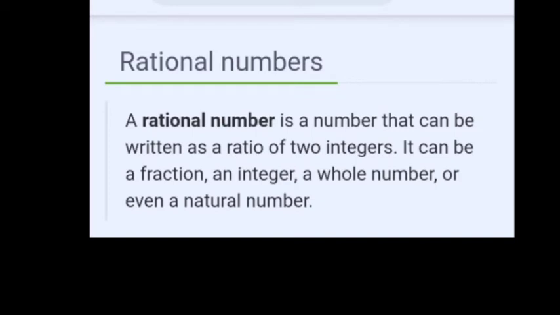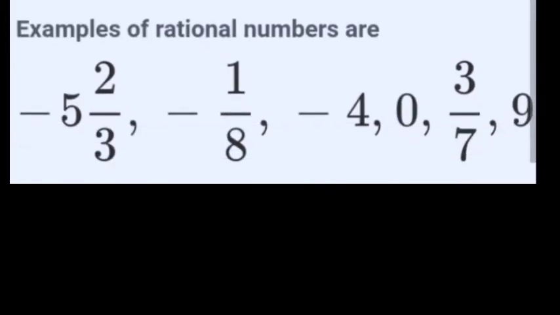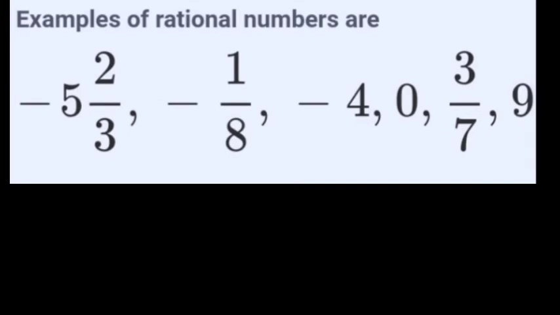Next, we have rational numbers. A rational number is a number that can be written as a ratio of two integers. So it can be a fraction, an integer, a whole number, or even a natural number. Examples of rational numbers are negative 5 and 2/3, negative 1/8, negative 4, 0, 3 over 7, and 9.